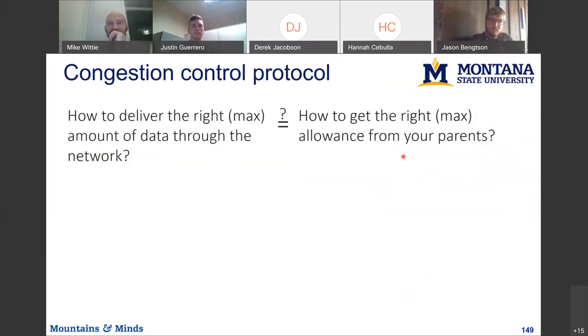All right. So when we think about congestion control, I think a good analogy is thinking about trying to get allowance from your parents. So what would be your strategy for trying to maximize the amount of allowance that you get from your parents, or food money when you're in college, if you're fortunate to be funded by your parents at this point?